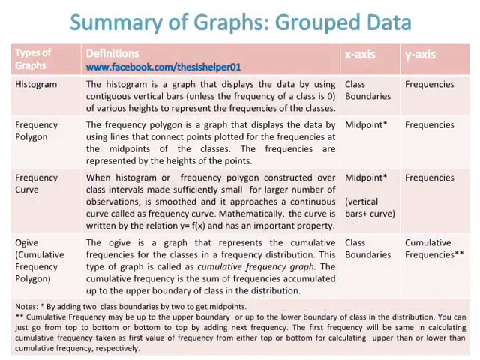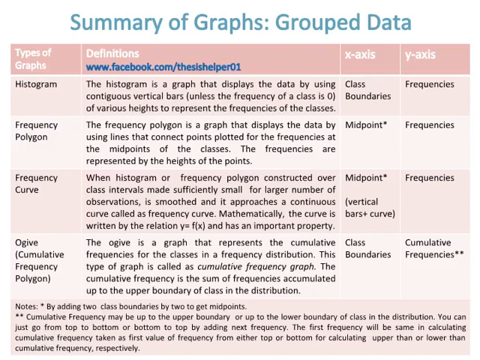Summary of graphs for grouped data. The histogram is a graph that displays the data by using contiguous vertical bars, unless the frequency of a class is 0, of various heights to represent the frequencies of the classes. The class boundaries are taken on the x-axis while frequencies are taken on the y-axis.